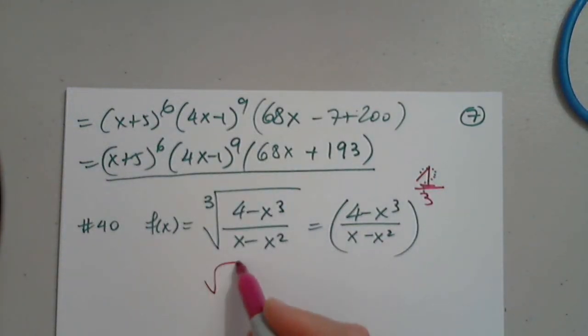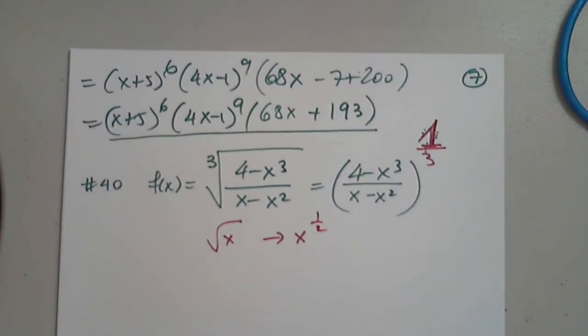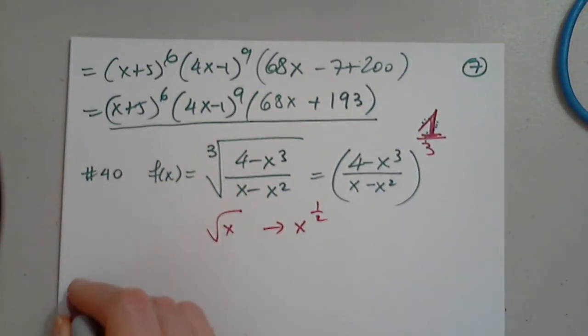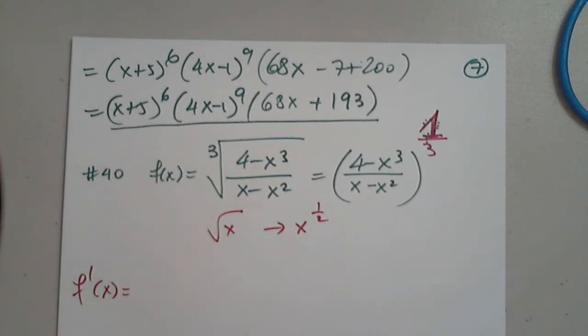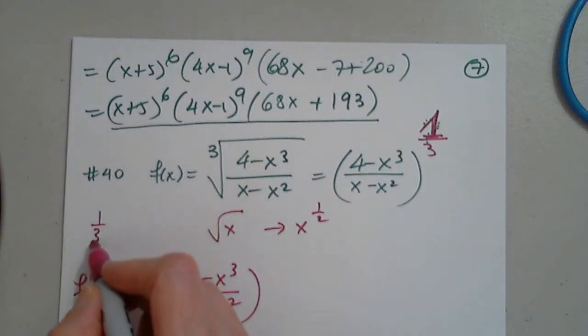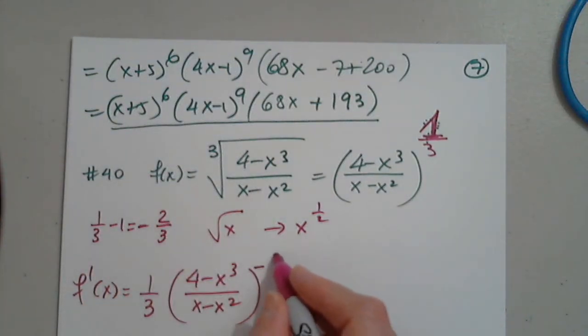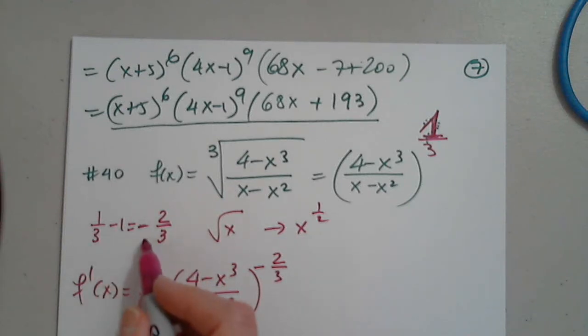The square root is power 1/2. So, and so on and so forth. So this is indeed 1 divided by 3. Okay, let's start. We bring down the power. We subtract 1 from the power. 1/3 minus 1, we should know that this is negative 2/3. If you need me to show this, please say so.